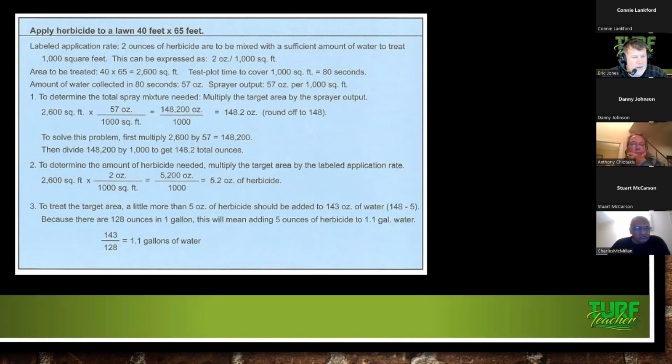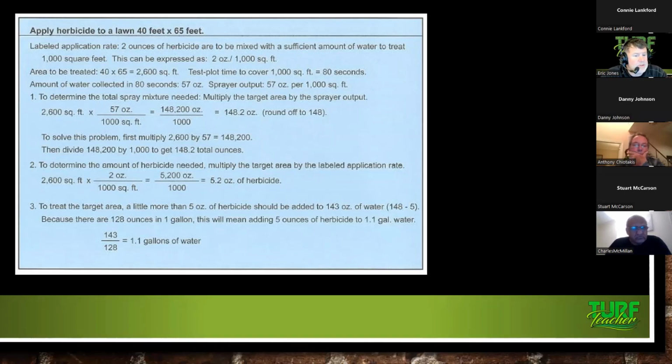The area to be treated is 40 times 65, 2,600 square feet. The test plot to cover 1,000 square feet took 80 seconds. The amount of water collected in 80 seconds was 57 ounces. So our sprayer output was 57 ounces per 1,000 square feet.